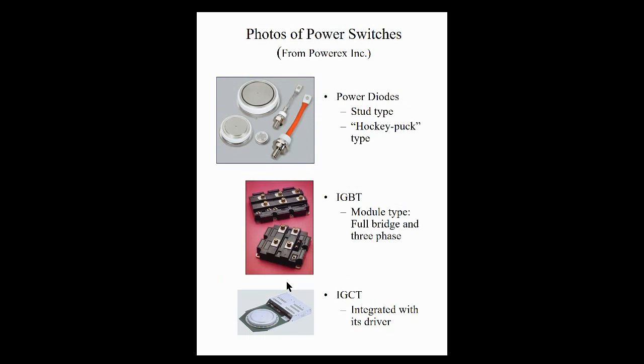Here, I will show you a picture of what our uncontrolled device looks like, or power diode, right? You'll see it here. That's the first one. This is one type, right? So the hockey puck type, and we have the IGBT. We've studied this device in more detail. This is one type for the full bridge and the three-phase, right? This type. We also show you here a picture of your IGCT.